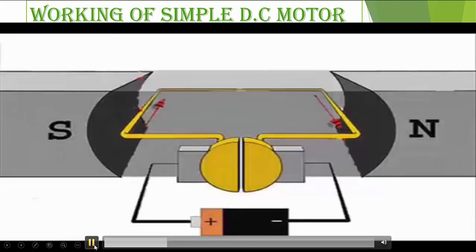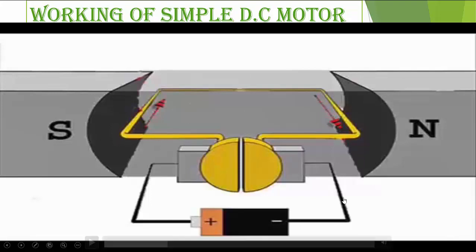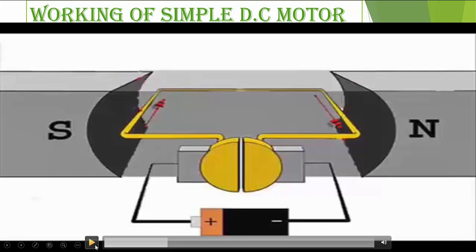So now this whole armature setup is in a magnetic field. The magnetic field is highlighted in this area. And one more thing, children, this armature is not attached to the north pole or to the south pole. It can move freely. Let's see, it can move freely.